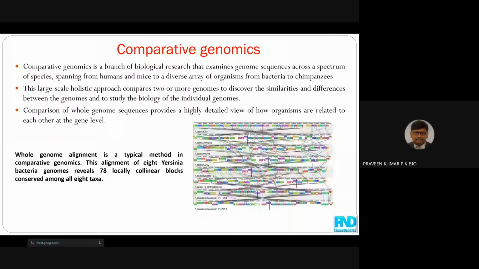Then what is comparative genomics? Comparative genomics is comparing more than one genome, like comparing Yersinia pestis KIM, Yersinia pestis Antiqua, different species strains that are available. Yersinia pestis is actually one species, but in that one species we have different strains. For different strains also we can compare.